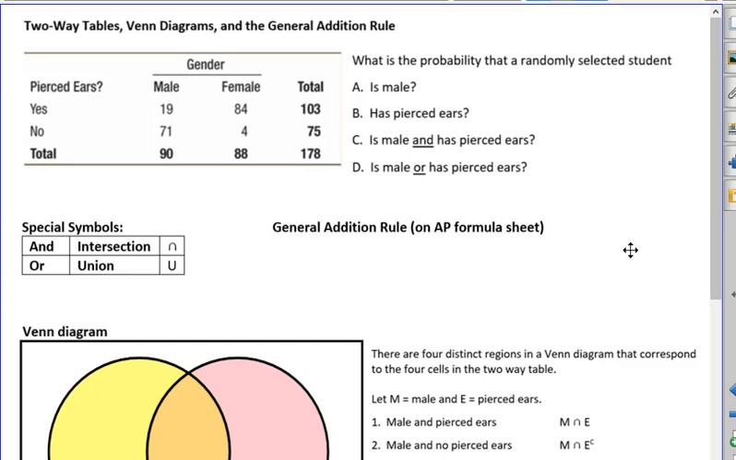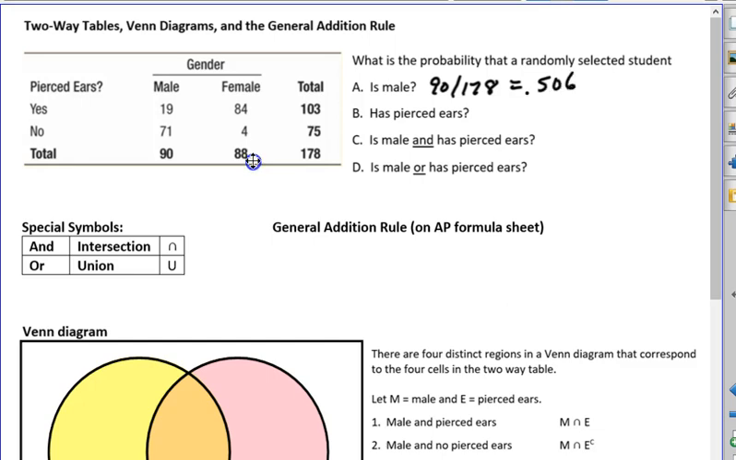So we have here a table where we have two categories: whether or not a person has pierced ears, yes or no, and what gender they are. The first question says, what is the probability that a randomly selected student is male? So we look at all of the males divided by the total number of students. So we have 90 out of 178, which is 0.506.